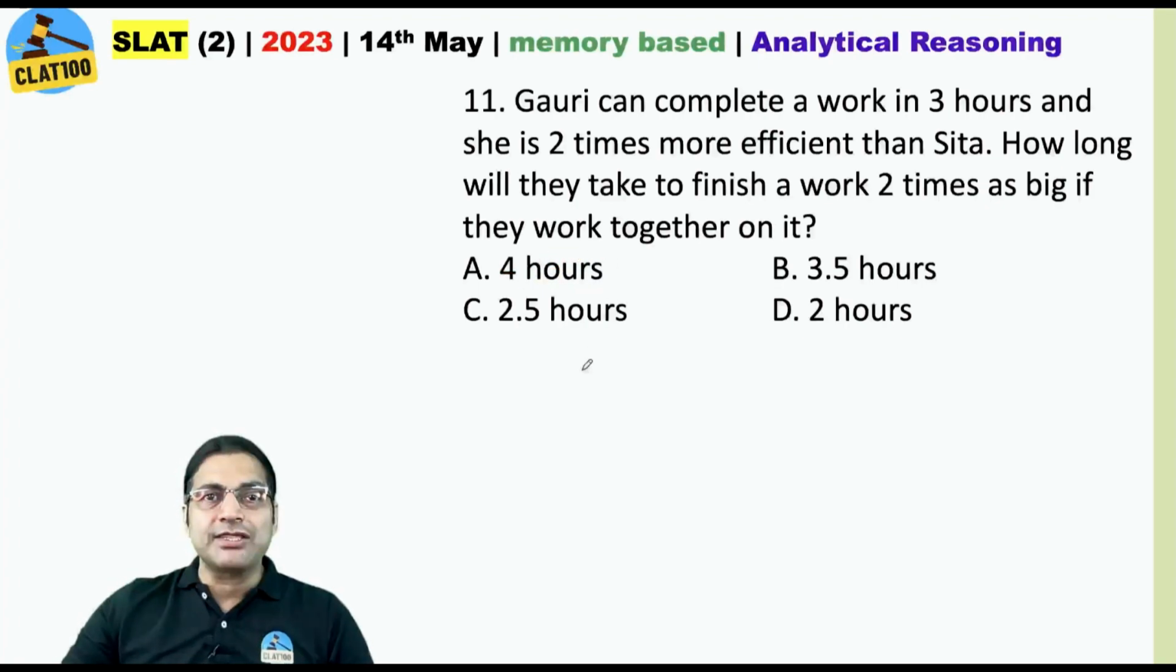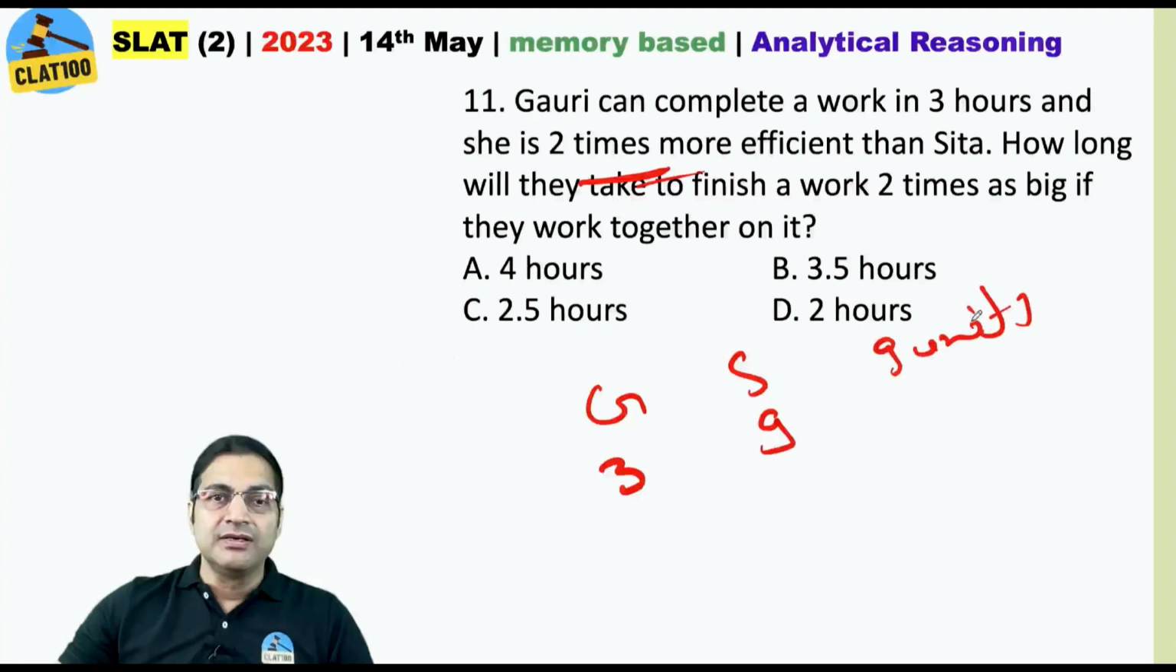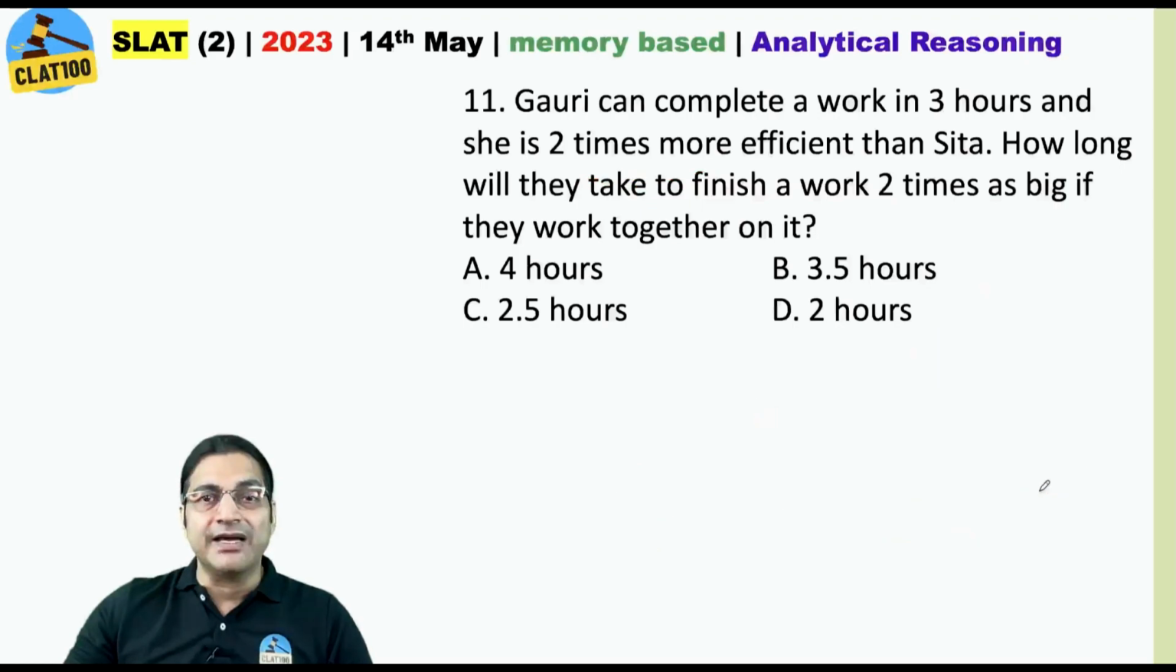Now, what it actually means, Gauri and Sita. If Gauri takes 3 hours, as per the language strictly, Sita should be taking 9 hours. Why? 2 times more efficient. Mind you, not 2 times as efficient as Sita. Now here, let's assume the work is of 9 units. So in 1 hour, Gauri must be doing 3 units, 3 into 3, 9. And Sita must be doing 1 unit. Okay. So total time taken by them in completing this work is 9 divided by 3 plus 1. That is 2.25 hours. So for a work 2 times as big, it should be 4.5 hours.